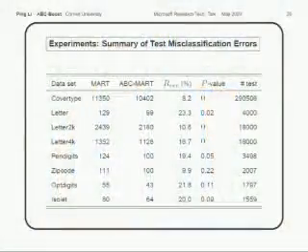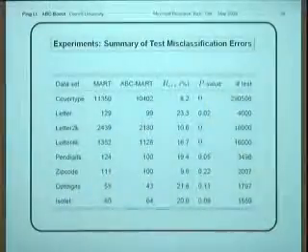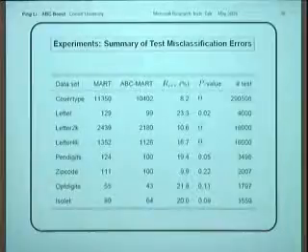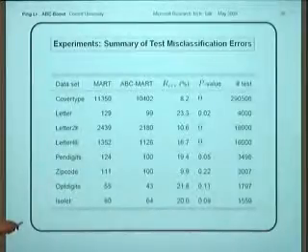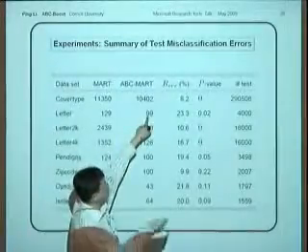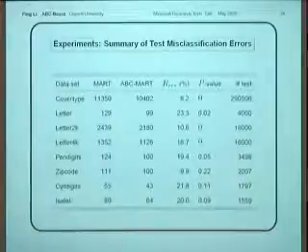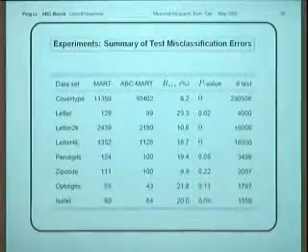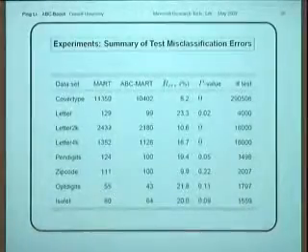So those are standard data sets people like to use. And let's look at the performance. This is MART, number of misclassification errors. If you want error rate, you just divide this number by the number of test samples. So for example, the error rate of letter will be 99 divided by 4,000, which is going to be less than 2.5%. And so this is MART error, number of errors.